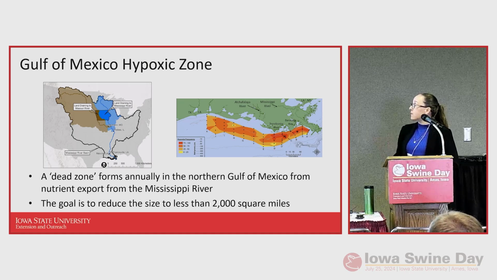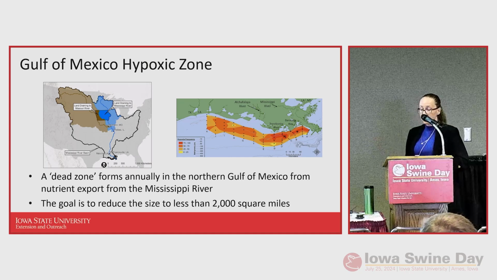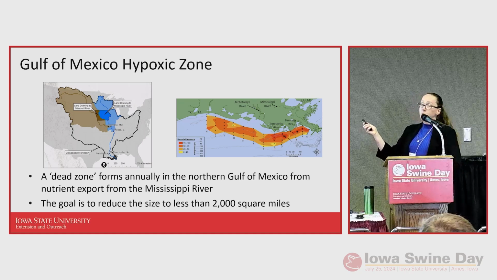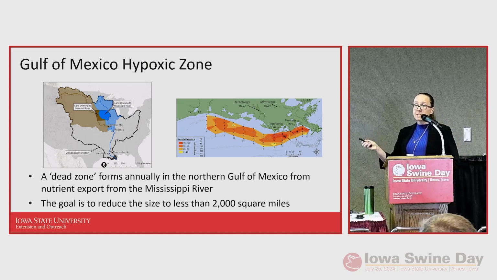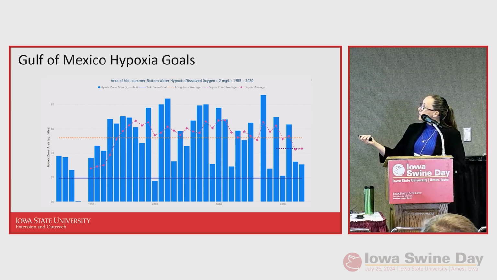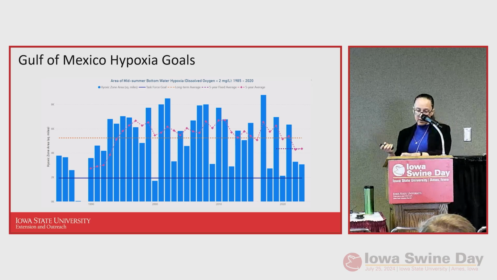So problematic for them. And the goal is to eventually get this hypoxic zone down to less than 2,000 square miles. And I think this is really important. We are not looking to completely get rid of this hypoxic zone. We are just looking to reduce it to a more manageable size. Now, this graph shows kind of where we've been at on an annual basis in terms of the size of the hypoxic zone. And this is in, I believe, let's see, square kilometers.